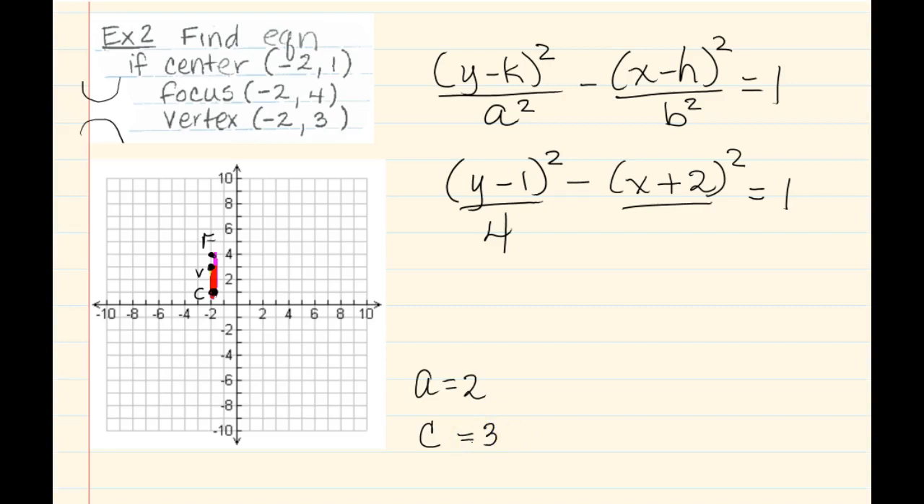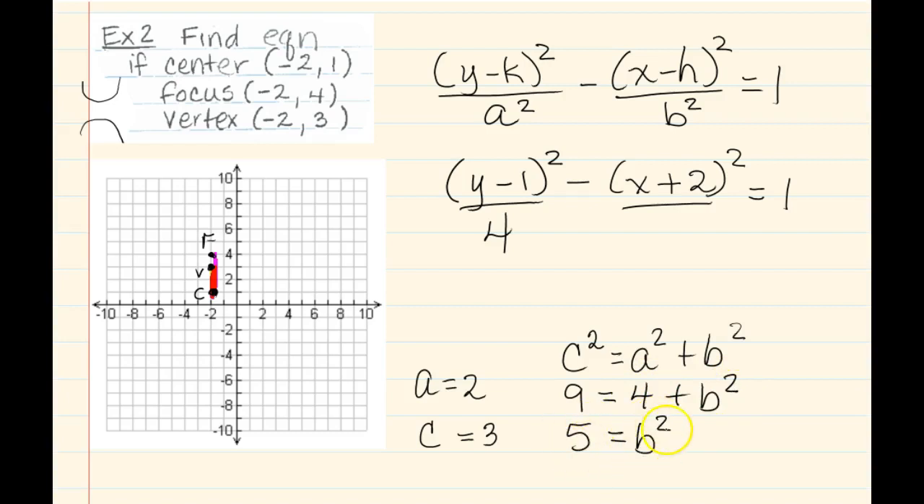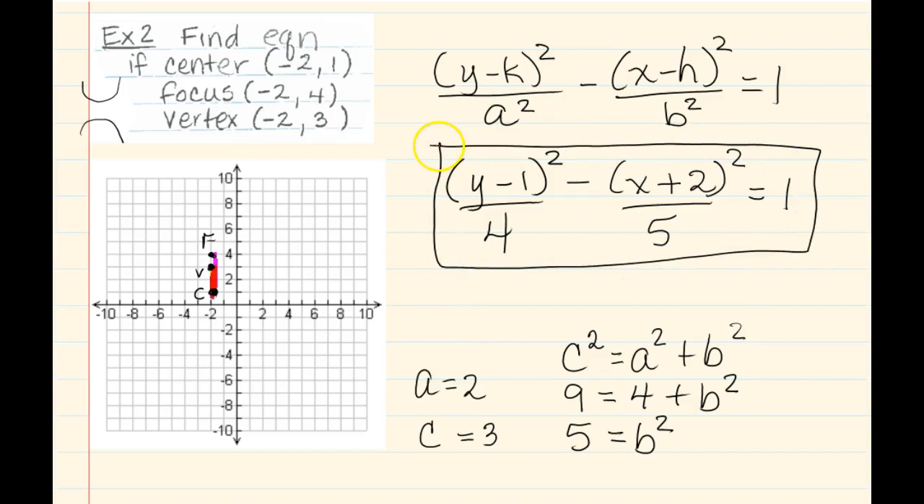But I don't need c, I need b squared. So we're going to use our equation c squared is equal to a squared plus b squared. c squared is 9, a squared is 4. Solving, I'm going to find that b squared is equal to 5. And that's what we need for our equation. We're done with our equation since we found everything we needed. But also note that b is equal to the square root of 5, which is approximately 2.2.